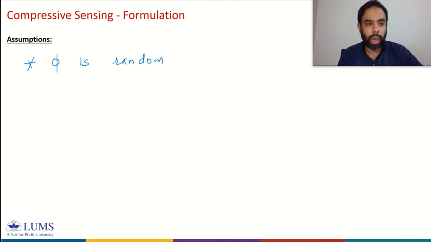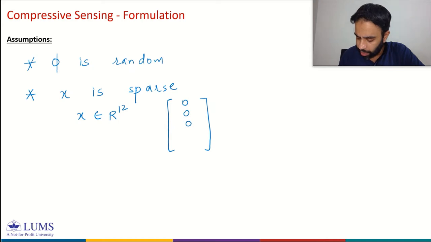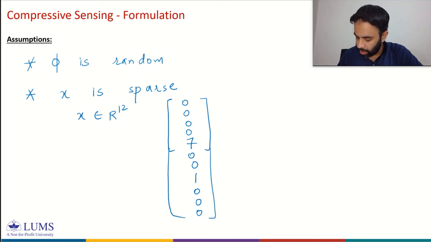We also have an assumption on the signal, and that assumption in fact forms the basis of this compressive sensing framework. We assume that x is sparse. It simply means that most of the entries of x are zero. For example, if you take x belonging to R12, most of the entries of x are zero and only some entries are non-zero. So this is a vector in R12, but it is sparse because only two of the entries of x are non-zero. Okay.